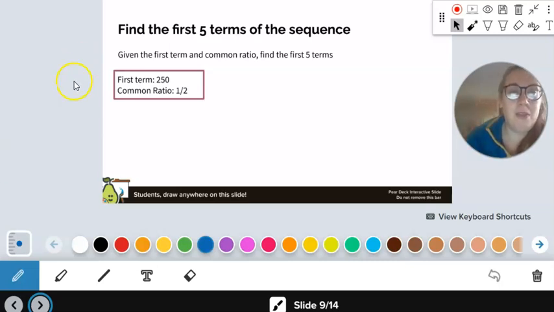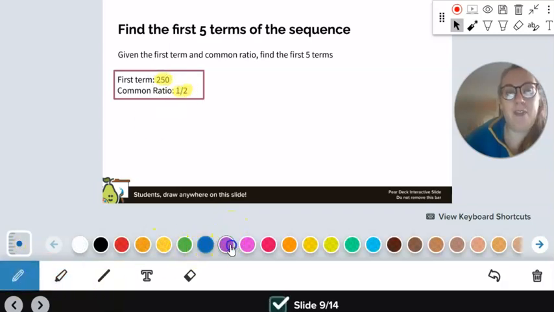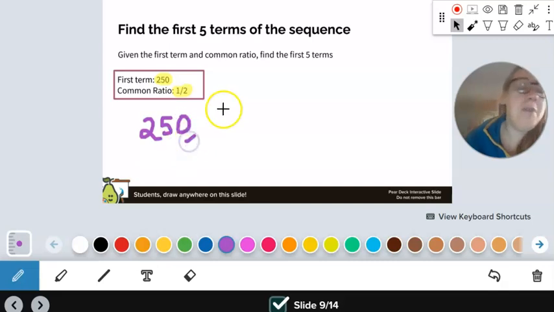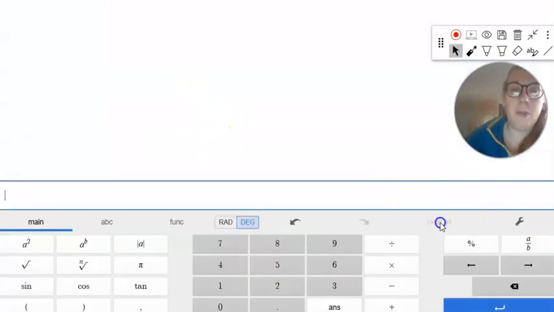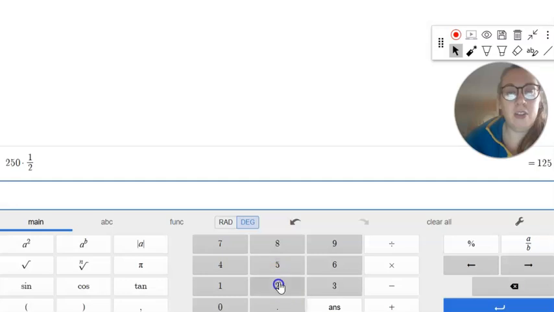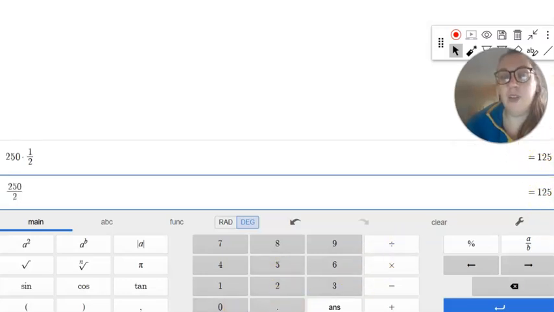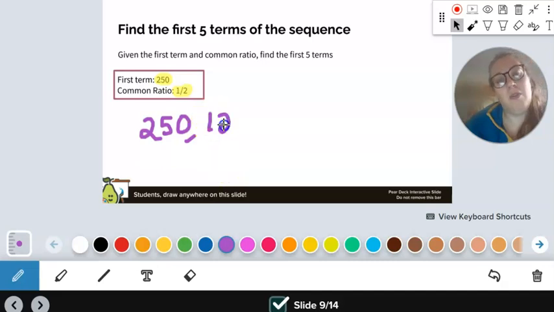Find the first 5 terms of this sequence. Our first term is 250, and the common ratio is 1/2. So we have 250 times a half. So when you're multiplying by a half, you can write it like a fraction times 1/2. It's also the same as just dividing by 2. So just notice that either way you're going to get the same answer, which is 125.